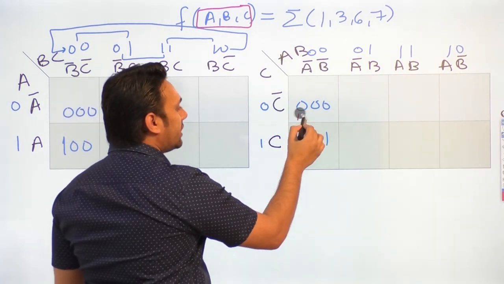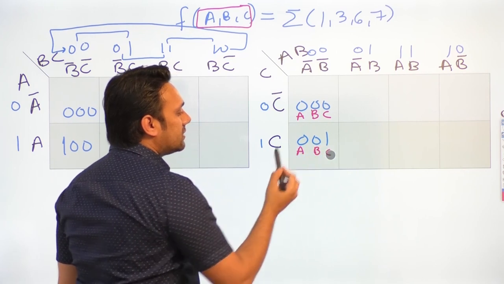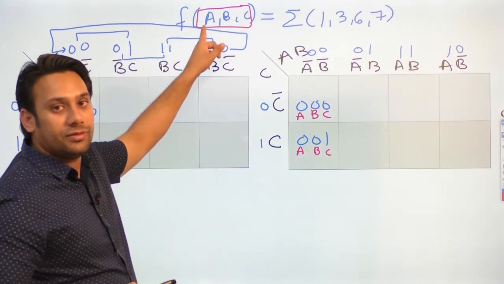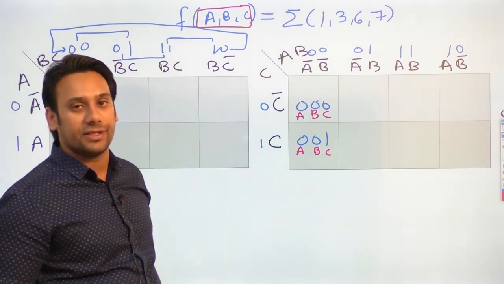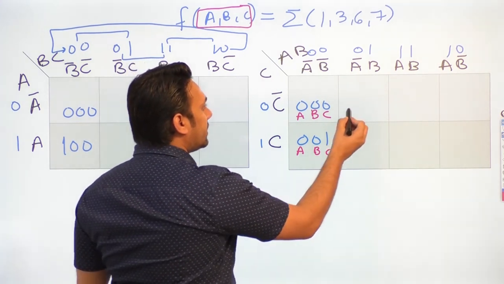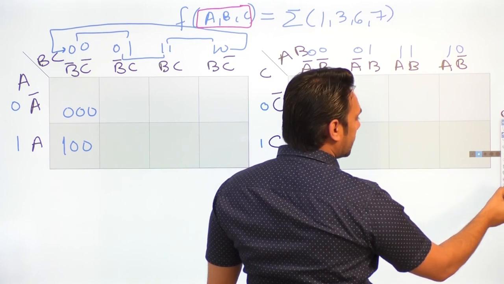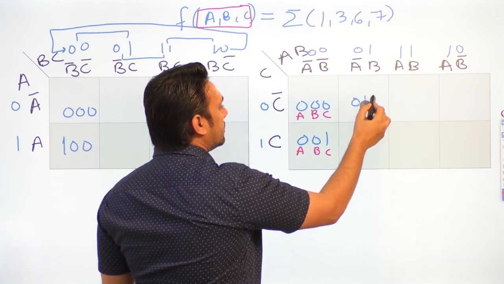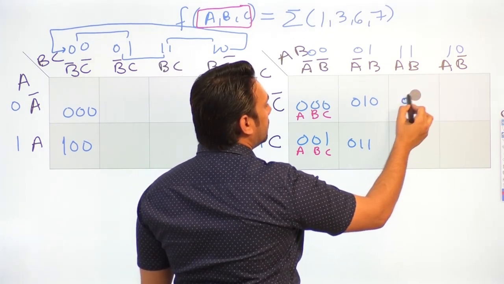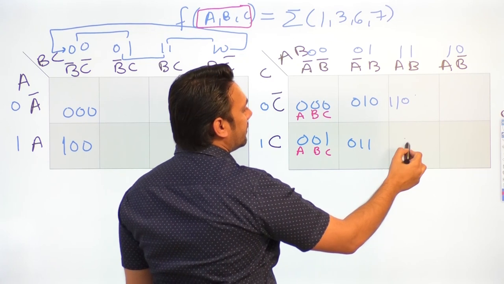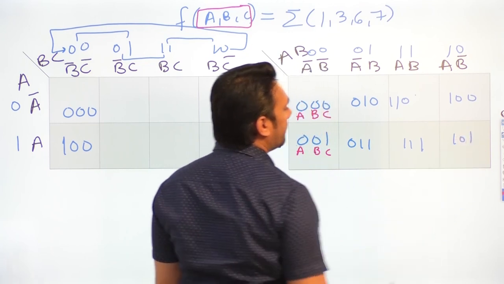Because of that order, I have to write these numbers in the same order. So here this is representing A, this is representing B, this is representing C. Same order, the order followed for the variables in the function. In the same order, you have to write these numbers. So here this is representing 0, 1, 0. This is 0, 1, 1. This is 1, 1, 0. This is 1, 1, 1. This is 1, 0, 0. This is 1, 0, 1.